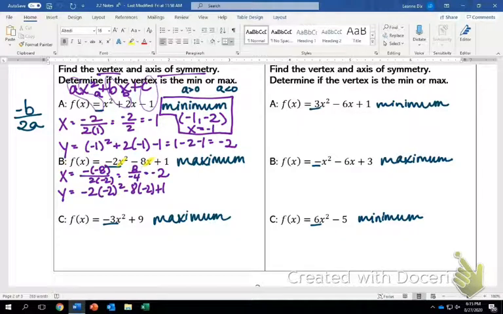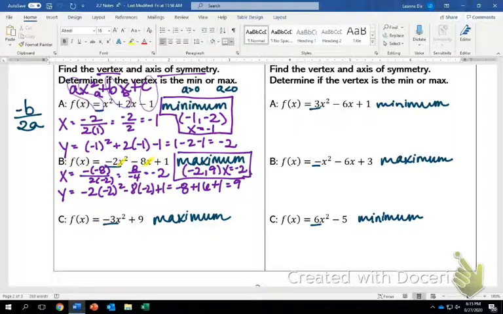Then we do some math. Negative 2 squared is 4. 4 times negative 2 is negative 8. Negative 8 times negative 2 is a positive 16, and then you carry that plus 1. Negative 8 plus 16 is 8. 8 plus 1 is 9. So I'm going to say that my vertex is negative 2, comma 9, and my axis of symmetry is negative 2.